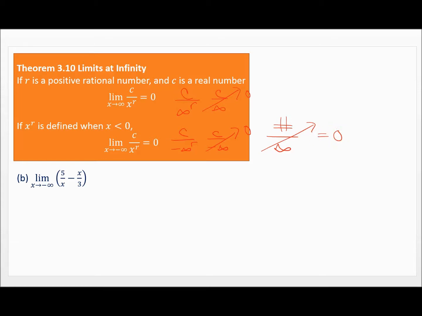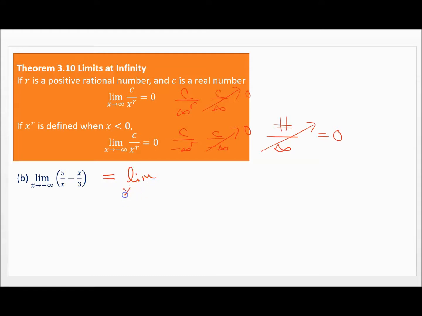All right, so let's do a problem, finally. We're supposed to take the limit as x goes to negative infinity of 5 over x minus x over 3. Now, you are literally imagining plugging in infinity into this. You could do this numerically by picking smaller and smaller numbers like negative 10, negative 100, negative 1,000, negative 10,000. But think about it this way. First of all, we've got a sum difference rule.